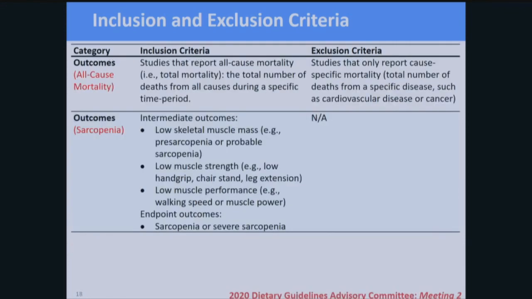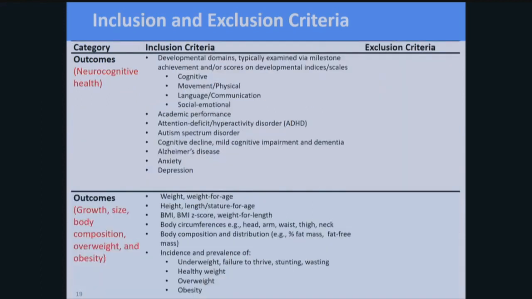Now some specifics for each of the outcomes that we're going to be looking at. For all-cause mortality, it's studies that are reporting all-cause mortality, and we'll exclude studies that report only one or two causes of mortality, because we're looking at mortality from all causes. The inclusions for sarcopenia were covered on the sarcopenia slide. We don't have any exclusion criteria for neurocognitive health or for growth, size, body composition, overweight, and obesity, and these inclusions were shown in the analytical framework slides.